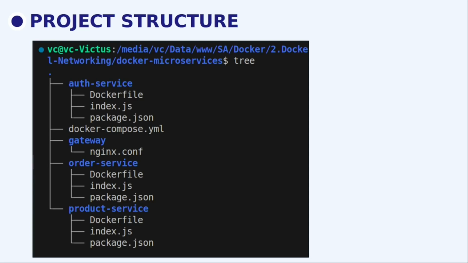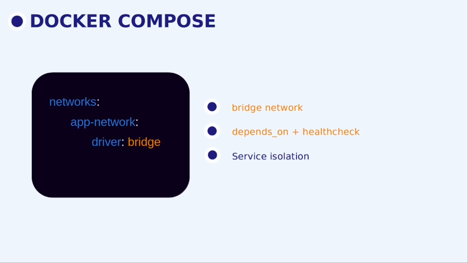Project structure. Our project is organized in a clean and scalable way. Each service has its own folder: Auth Service, Product Service, and Order Service. We also have a gateway folder and a Docker Compose file. This structure allows independent development, easy scaling, and clear separation of responsibility. Each service can be deployed or updated without affecting others.